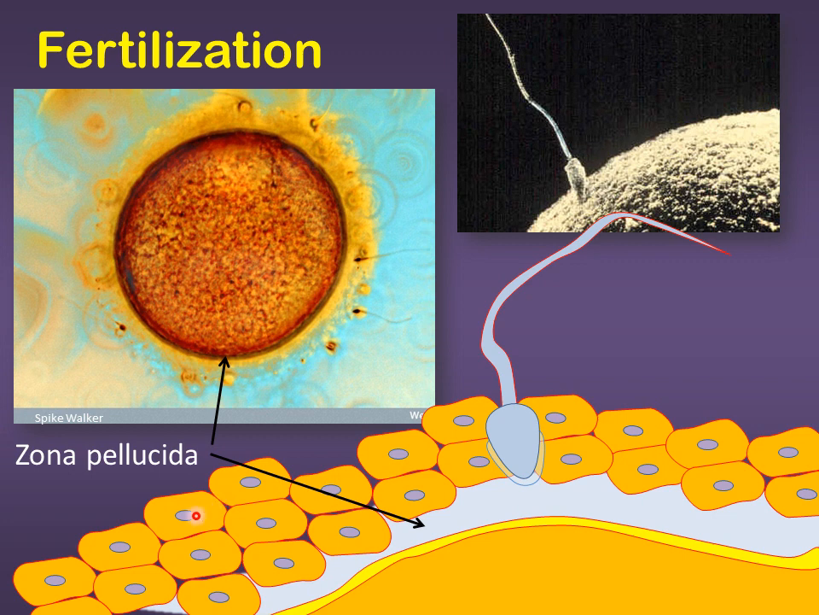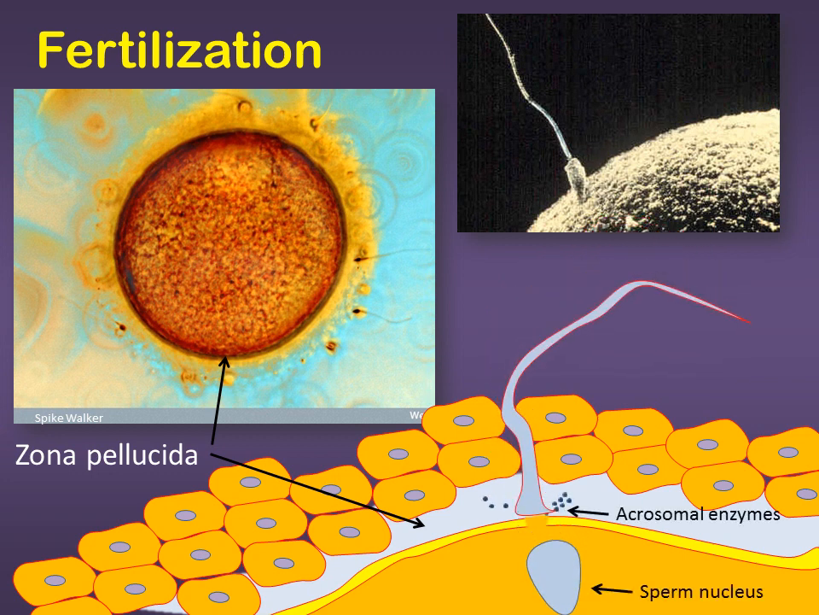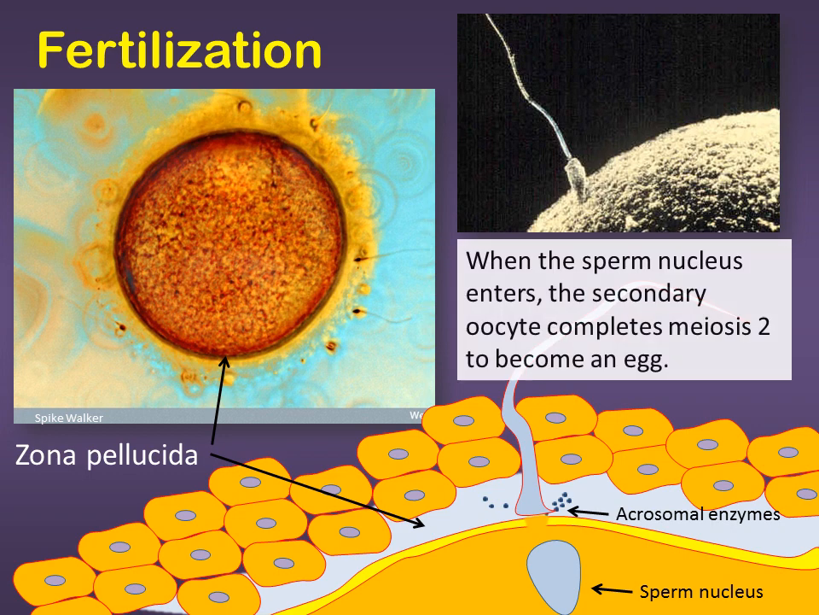The secondary oocyte is also surrounded by a number of these granulosa cells that came from the follicle in the ovary. So the sperm will make its way through those granulosa cells and then release acrosomal enzymes from its acrosome to digest its way through the plasma membrane of the secondary oocyte. At that point, the sperm nucleus will be ejected into the cytoplasm of the secondary oocyte.